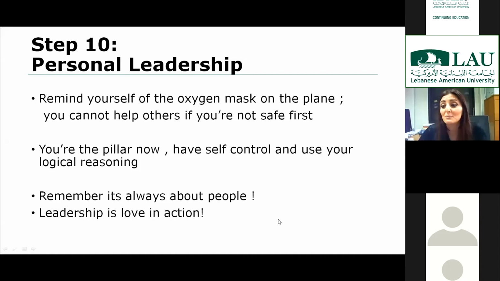We breathe and then we give others the chance to breathe, or not the chance, we give them the opportunity to breathe, because if I'm suffocating, I will not be able to help. Make sure you're breathing first. Always remember the oxygen mask on a plane.